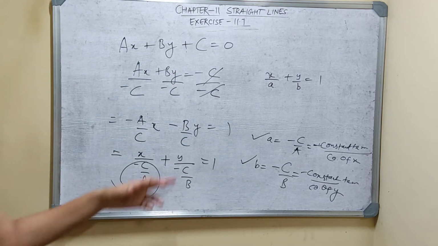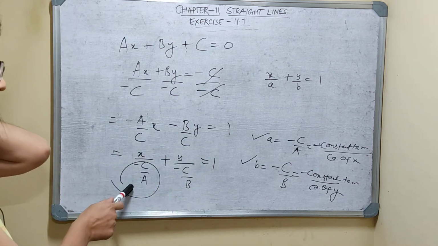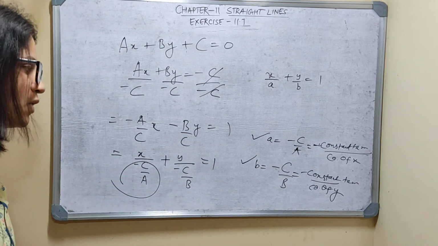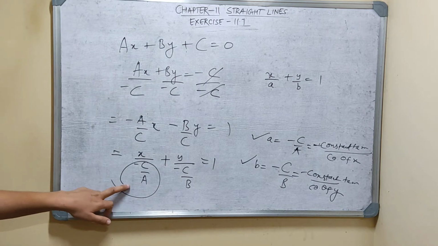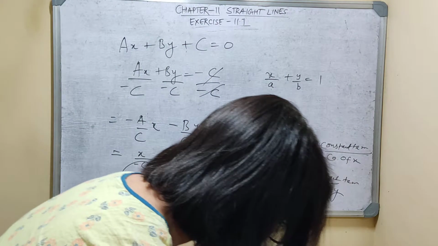And if they ask you to change it into intercept form, you can write x upon minus c upon a plus y upon minus c upon b is equal to 1. This is the x intercept, this is the y intercept. Is it clear? Okay.